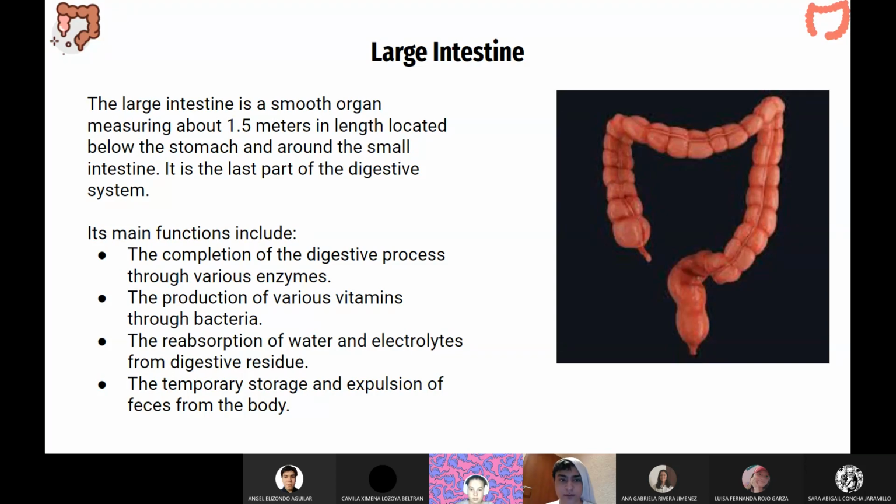Now we will talk about the large intestine. The large intestine is a smooth organ measuring about 1.5 meters in length, which is located right below the stomach, and it wraps around the small intestine. It is also the last part of the digestive system.